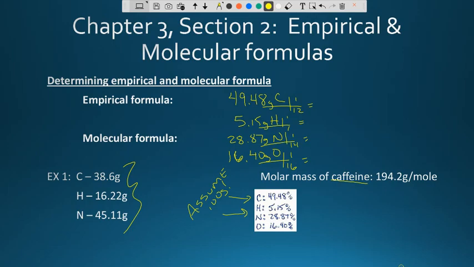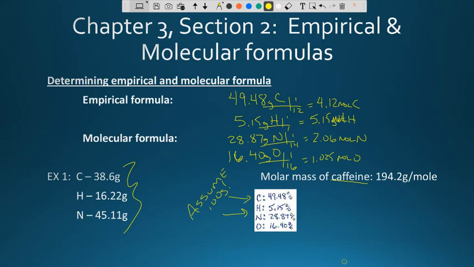And so what I end up in terms of numbers here is, let's see, I end up with 4.12 moles of carbon. This ends up being 5.15 moles of hydrogen. This ends up being 2.06 moles of nitrogen. And lastly, I end up with 1.025 moles of oxygen.